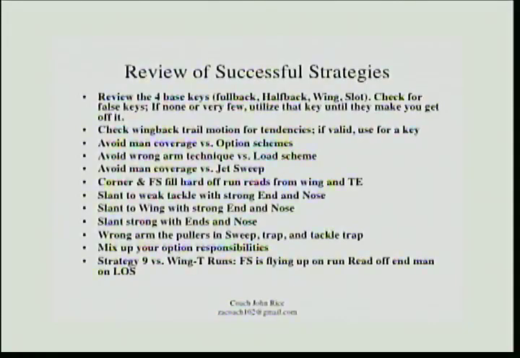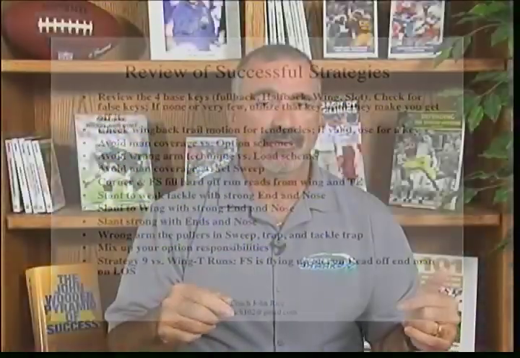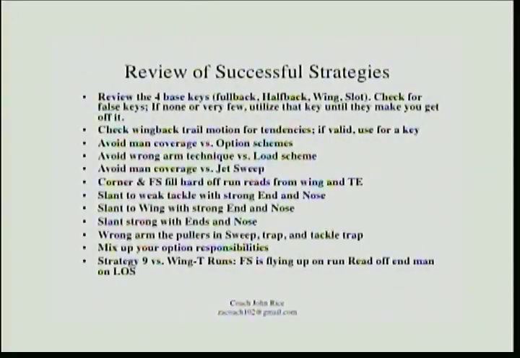We are going to use the corner and free safety to fill hard off of tight end and wing back down blocks. We're going to slant to the weak tackle with a strong end and the nose. We're going to slant to the wing with a strong end and the nose. We're going to slant strong with the ends and the nose. We're going to wrong arm pullers with the spur, bandit, and interior lineman on sweep, trap, and tackle trap. And we can mix up our option responsibilities.